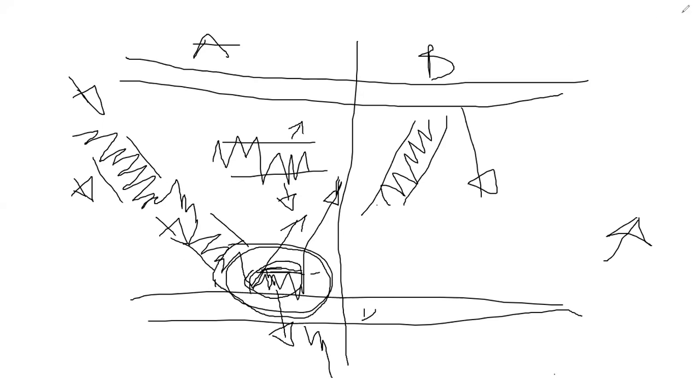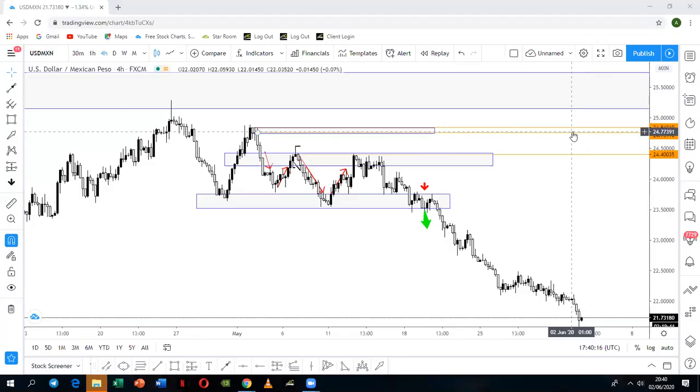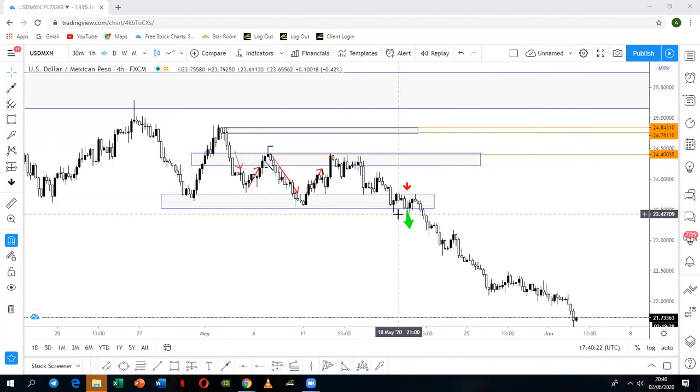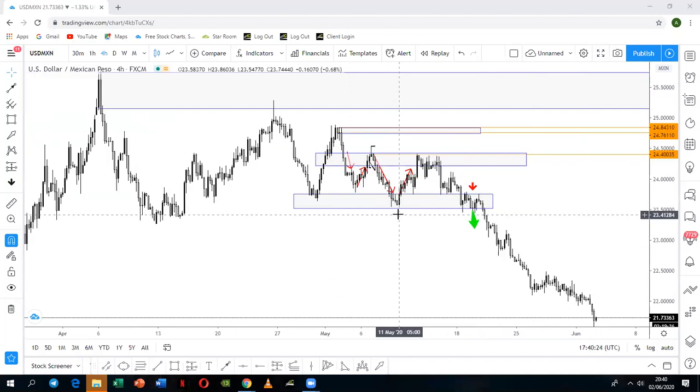So let's go back to TradingView. Hopefully now you can remember. Let's get back to TradingView. So guys, we are back. Members, please settle. Please settle.